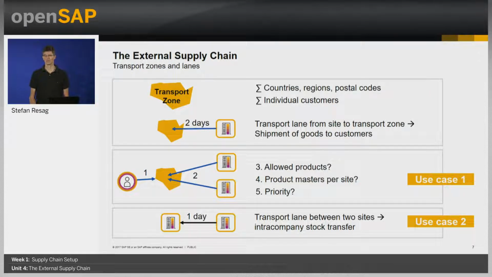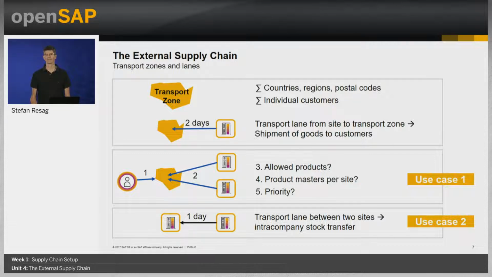To address the various use cases we have just seen, we mainly offer 2 objects, the transport zone and the transport lane. The role of the transport zone is to group customers that should get their goods from the same site. So if 2 customers belong to the same transport zone, and they order the same product, then they should be delivered from the same site.